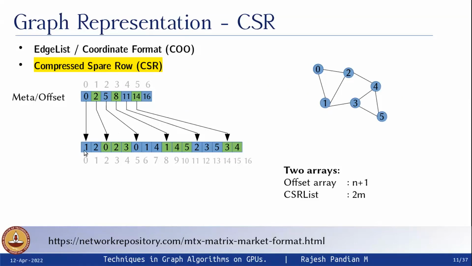So, for example, if we want to find the neighbors of 2, then basically all the values starting from index 2 up to, but not including, the value at index 5. These are the node IDs of the neighbors, right?